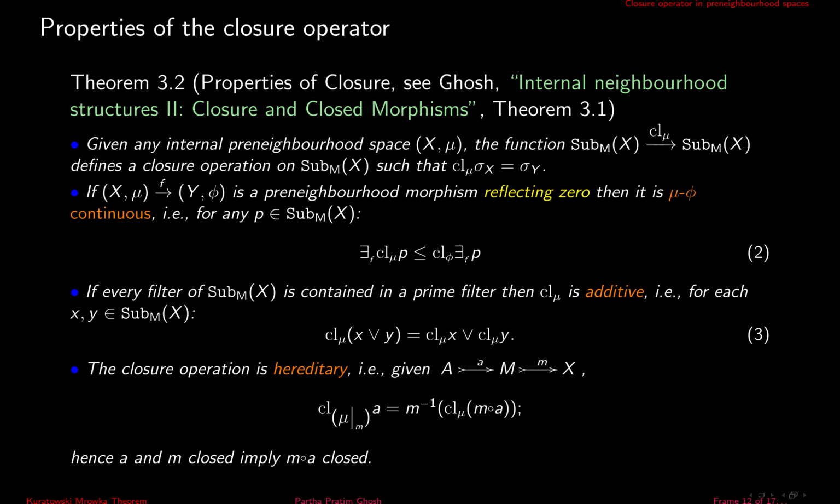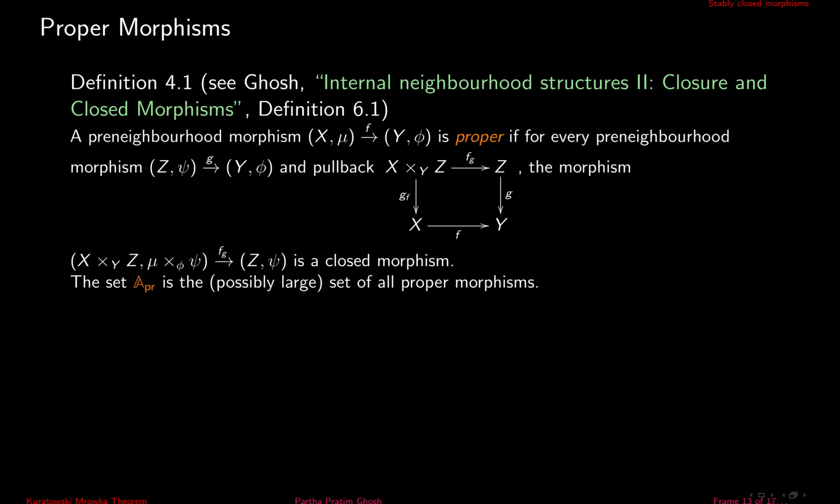When we have a closed morphism which is stable under pullbacks, it means that we have a pre-neighborhood morphism F and another pre-neighborhood morphism G. Whenever we take the pullback, this pullback is closed. But Z had a pre-neighborhood system. The topologicity ensures that there exists a smallest pre-neighborhood system on this pullback, which makes these pullback projections pre-neighborhood morphisms. And that is the full definition, that with this weak pre-neighborhood system, Fg becomes a closed morphism.